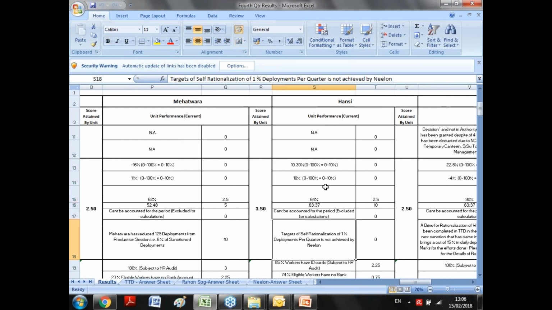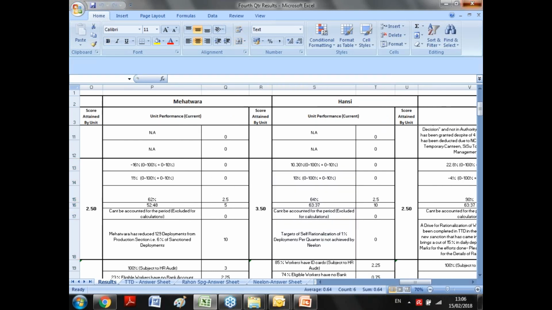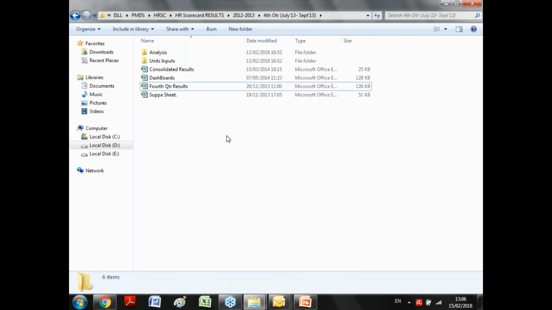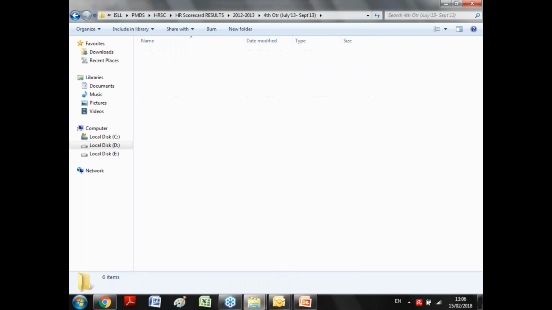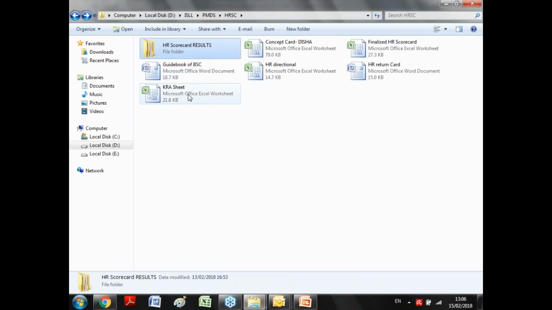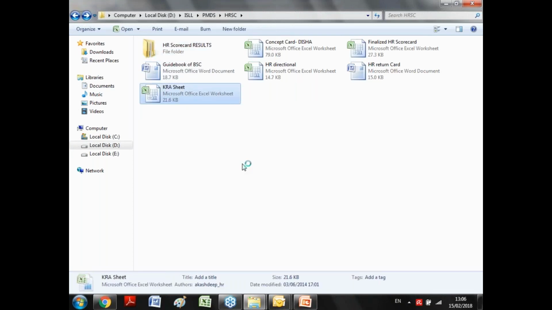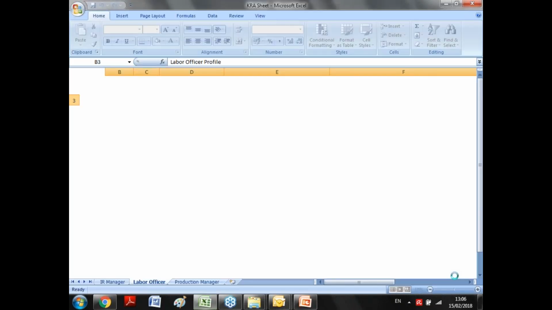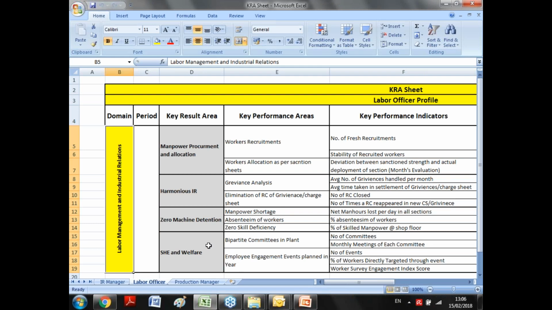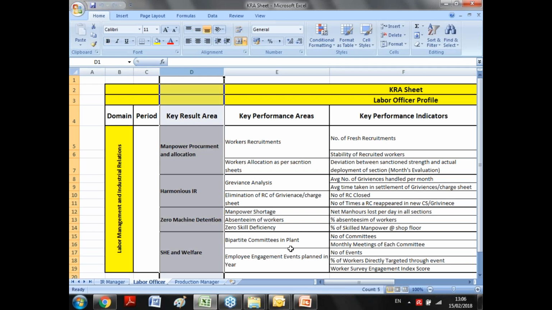And these location objectives were further linked by means of KRA sheets with individual targets. Say this is a KRA sheet of a labor officer. These are the deliverables which are coming from the balanced scorecard only.